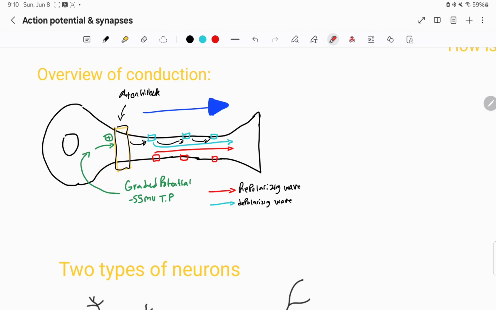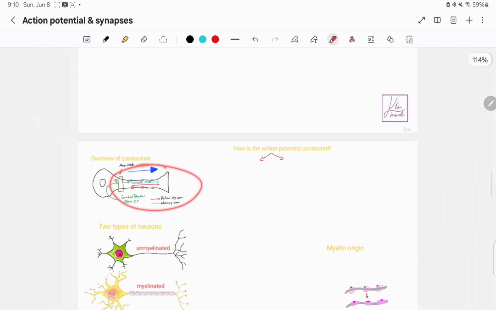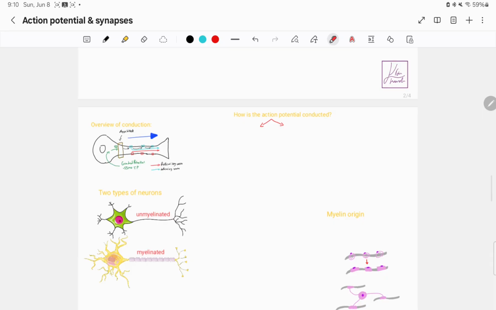Why does the action potential start here? This axon hillock has the greatest density of voltage-gated channels, both sodium and potassium. So if it has the highest density of these voltage-gated channels, then an insanely large amount of change in membrane potential will occur here, and that will propagate and spread throughout the rest of the neuron, specifically the axon, and go all the way down towards the synaptic terminals.